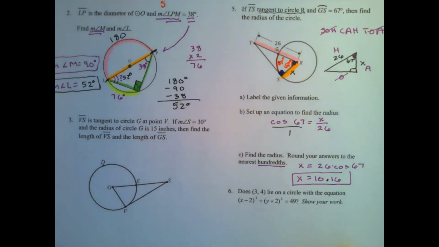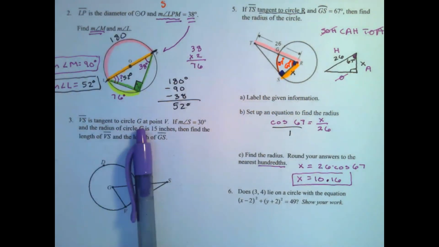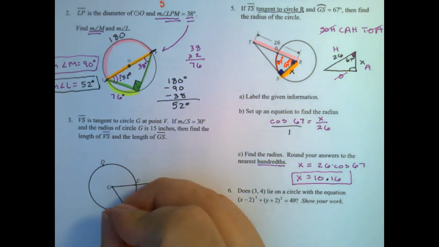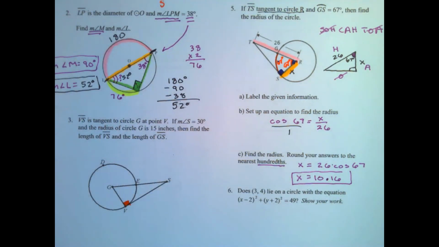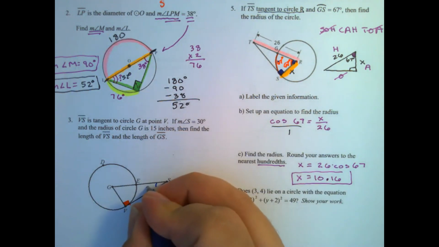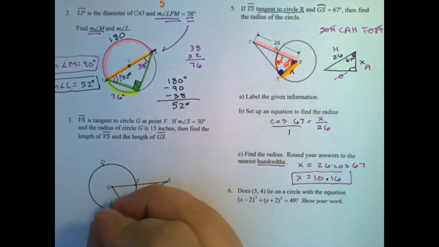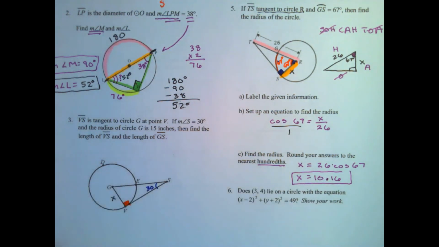Okay. And then there's number 3 here. Let's just keep skipping back and forth here. VS is a tangent to circle G at point V. All right, so look, they said this is tangent. Remember, it's our job to put a 90 automatically in that corner of that triangle. They said angle S is 30, so let's put a 30 in here. Find the radius of G. Well, here's the radius. I'm going to put an X right there. This is always our radius from the center to the edge, of course. Find the length of VS and the length of GS. All right, they want me to find two of them here.